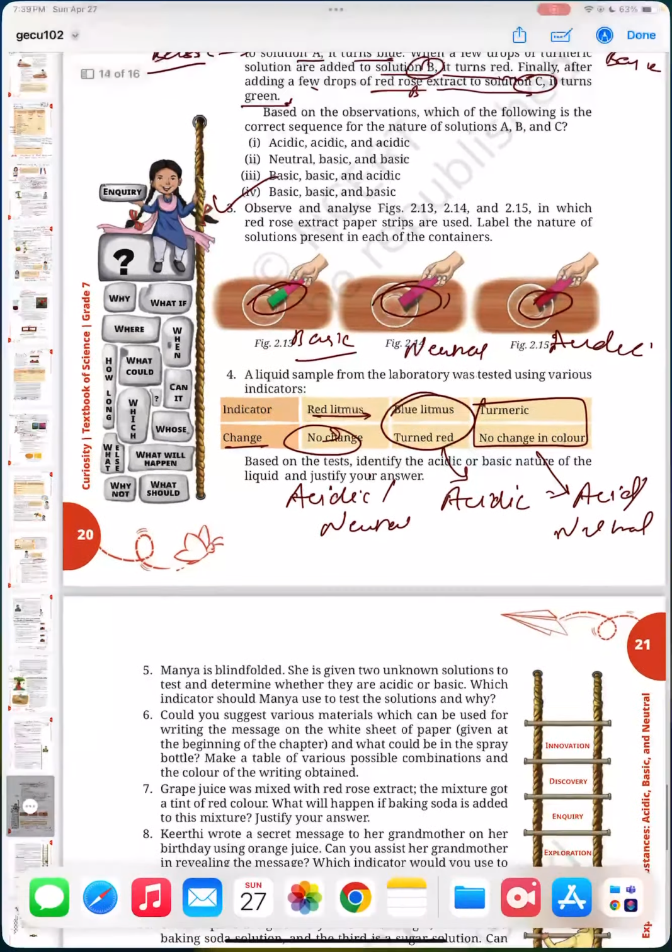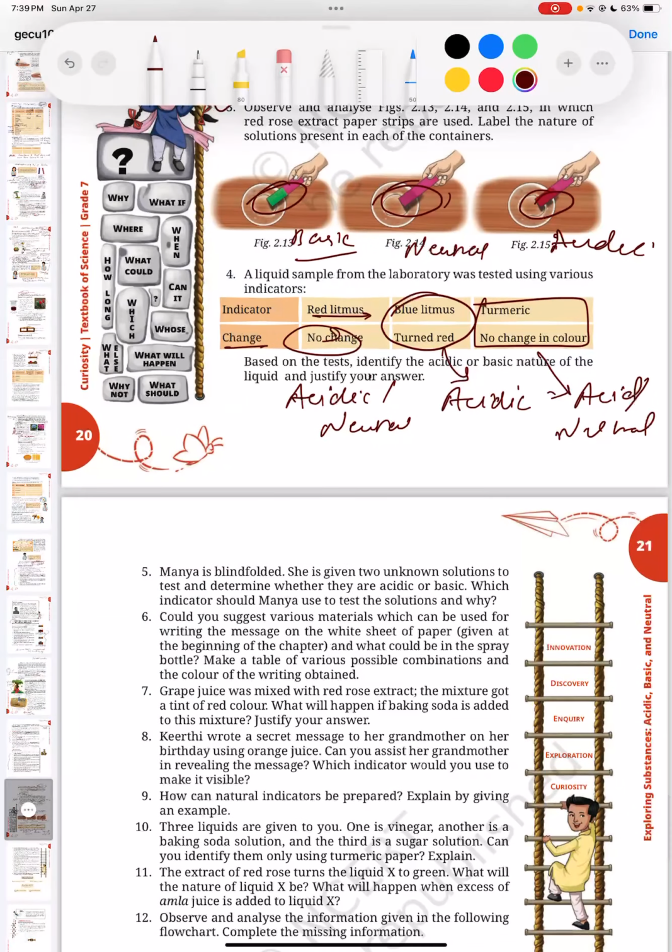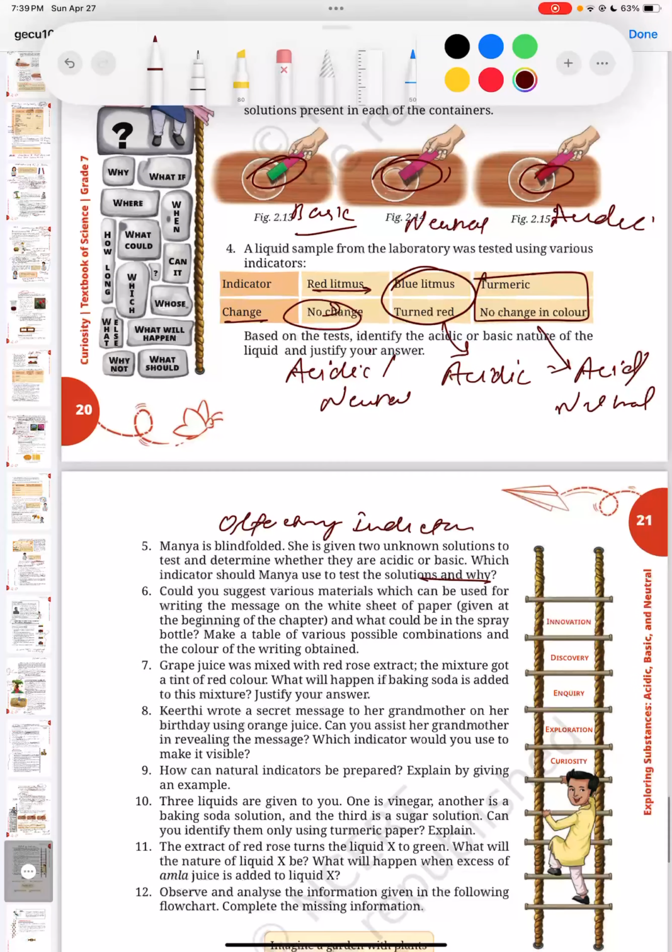Now Mania is blindfolded. She is given 200 solutions to test whether they are acidic. Which indicator should Mania use to test the solution? Remember that one can use an olfactory indicator. Okay, olfactory acid-base indicator. For example, onion solution is one of them.